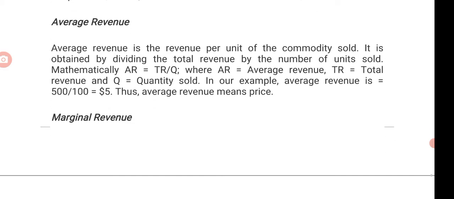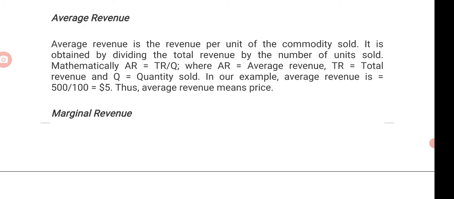Average revenue. Now, the meaning of average revenue. Average revenue is the revenue per unit of the commodity sold. It is obtained by dividing the total revenue by the number of units sold.